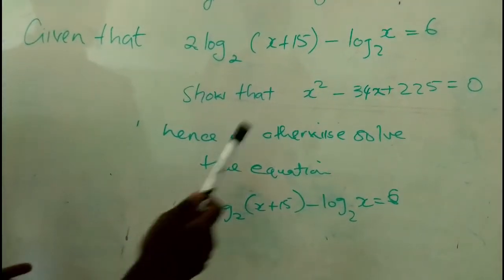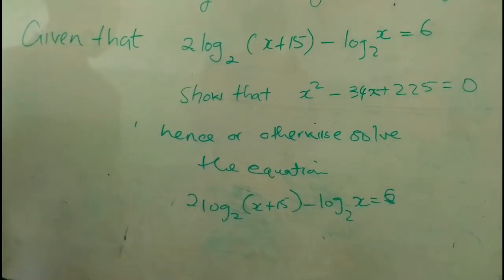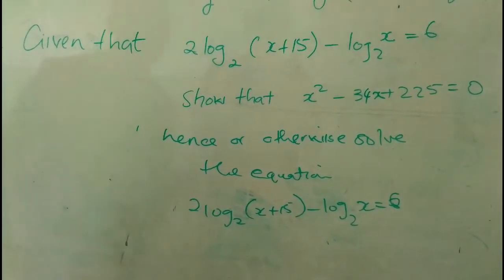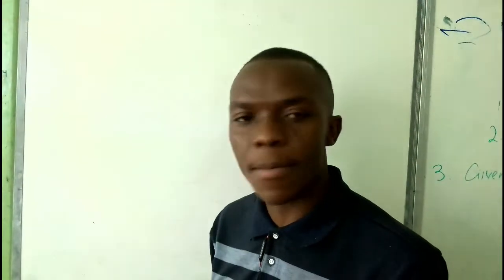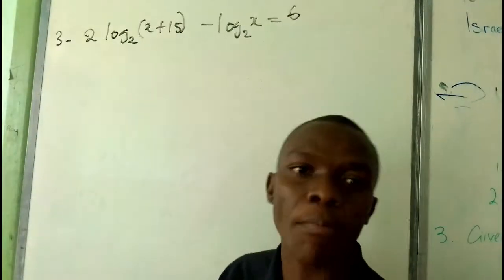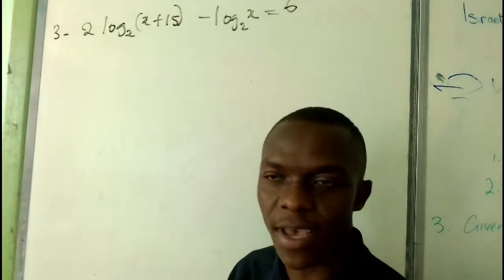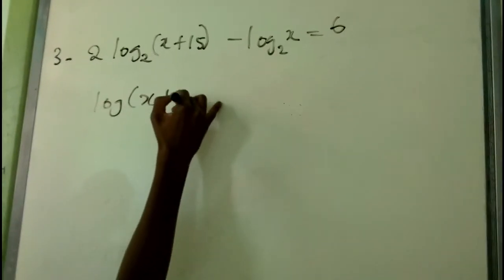Then after that we are going to solve the equation 2 log (x plus 15) minus log x in base 2 equal to 6. So let's solve the equation. Remember, when we did the third law of logarithms, we said log m to the power p gives p log m. So in this case we are going to apply law number 3 of logarithms, which is changing this 2 to become the power of the logarithm. So we will have log of (x plus 15).